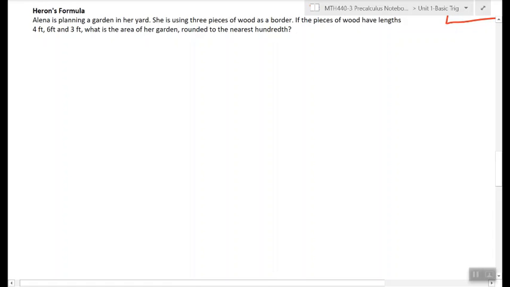So we're going to solve this one using Heron's formula. Lena is planting a garden in her yard. She uses 3 pieces of wood as the border. The pieces of wood have lengths of 4 feet, 6 feet, and 3 feet. What is the area of her garden rounded to the nearest hundredth? So let's draw this out first. We know that it is a non-right triangle, because that is what Heron's formula is used for, finding the area of non-right triangles. So we've got 6 feet, 4 feet, and 3 feet.